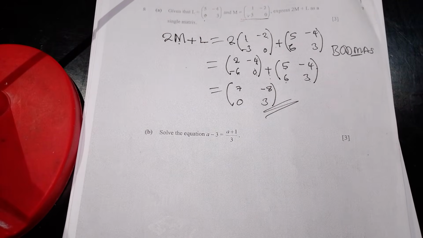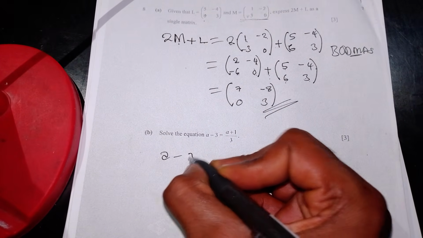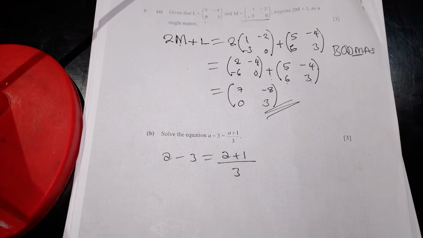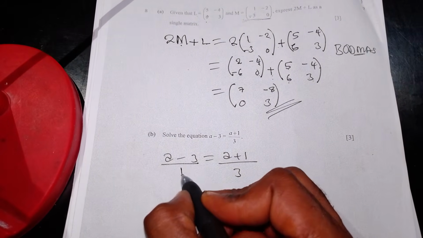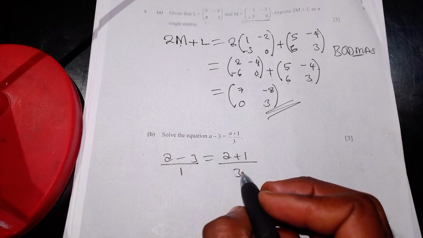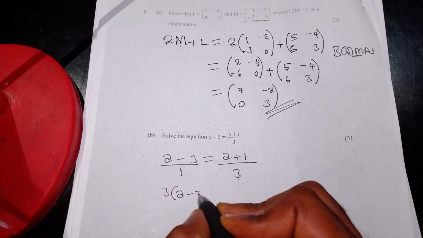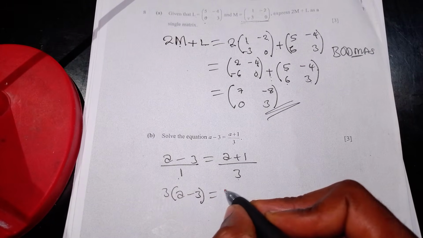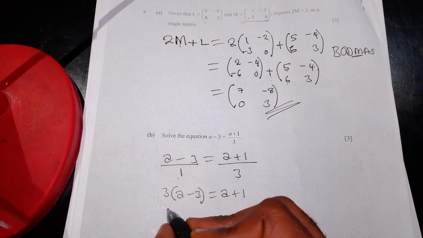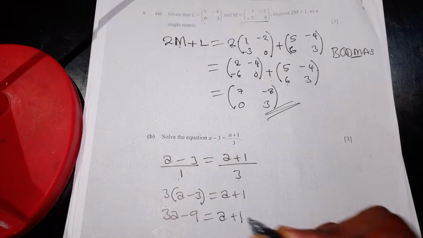And then solve the equation. A minus 3 over... is equal to A plus 1 over 3. So to solve this equation, you can just put over 1 here and cross multiply. So you can say this multiplied by that, you have 3A minus 3, then 1 by that, you have A plus 1. So we can expand this so that we have 3A minus 9 is equal to A plus 1.